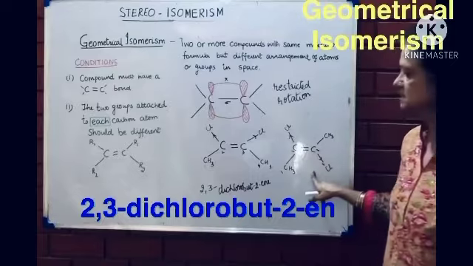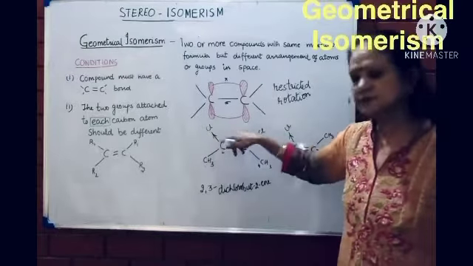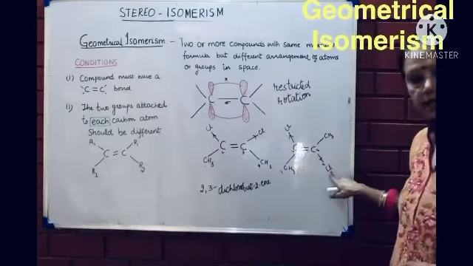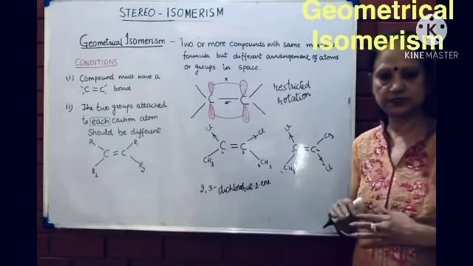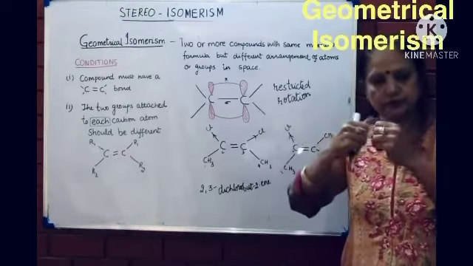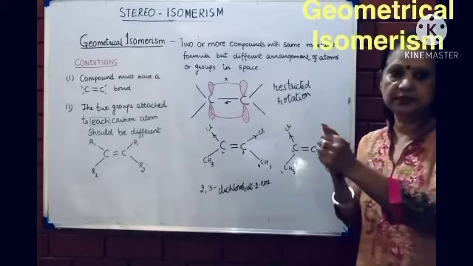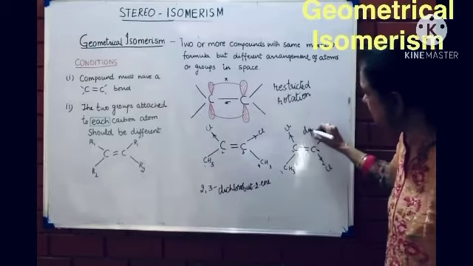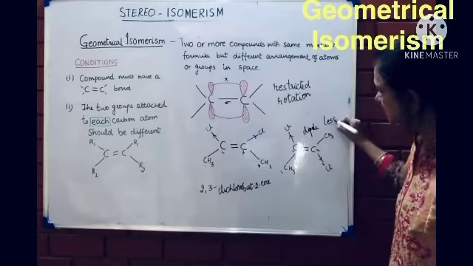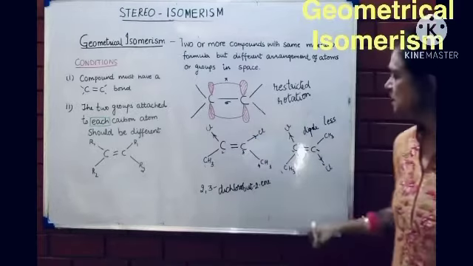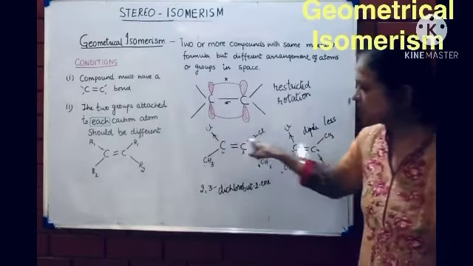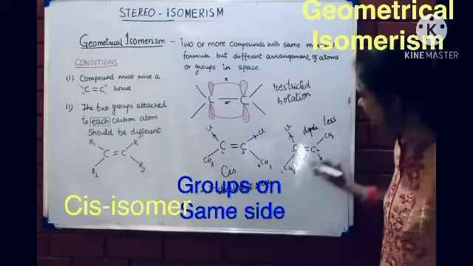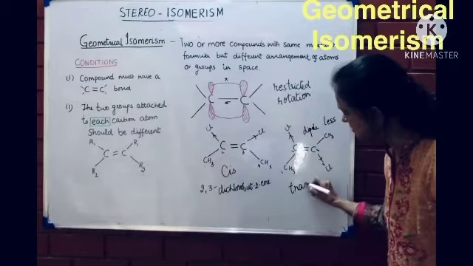Now, what difference does it make? Here two chlorine atoms are on the same side, so the pull is on the same side, whereas here the chlorine atoms are at opposite ends, so the pull is on opposite ends. Since it is from both ends, it gets cancelled. So we will say the dipole moment here is less, whereas here the dipole moment is more. The compound where two chlorines are on the same side is known as the cis isomer. Where they are on opposite sides is called the trans isomer.